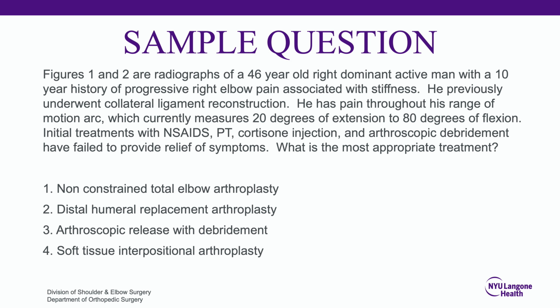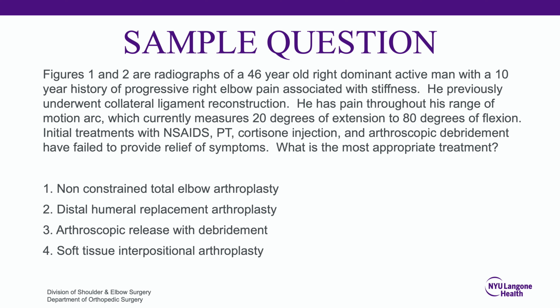So, sample question on resurfacing. Figures 1 and 2 are radiographs of a 46-year-old woman with a 10-year history of elbow pain associated with stiffness. She previously underwent ligament reconstruction. She has pain throughout her range of motion, which goes from 20 to 80. Initial treatments have failed, including arthroscopic debridement. What is the most appropriate treatment?